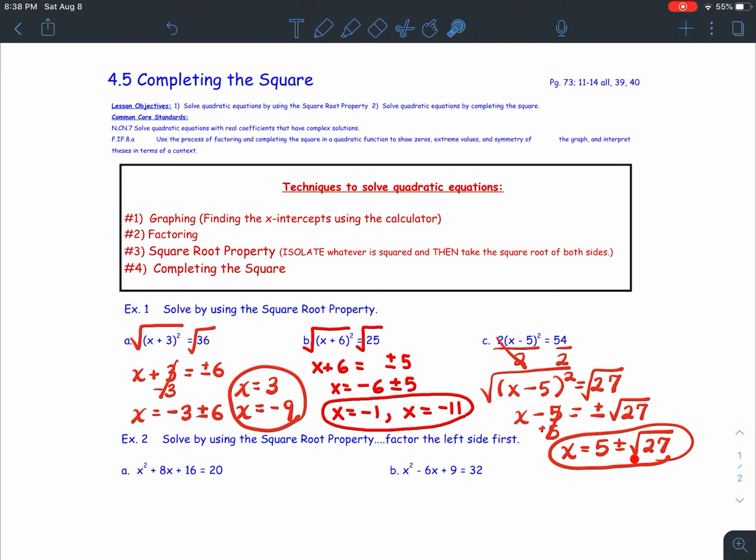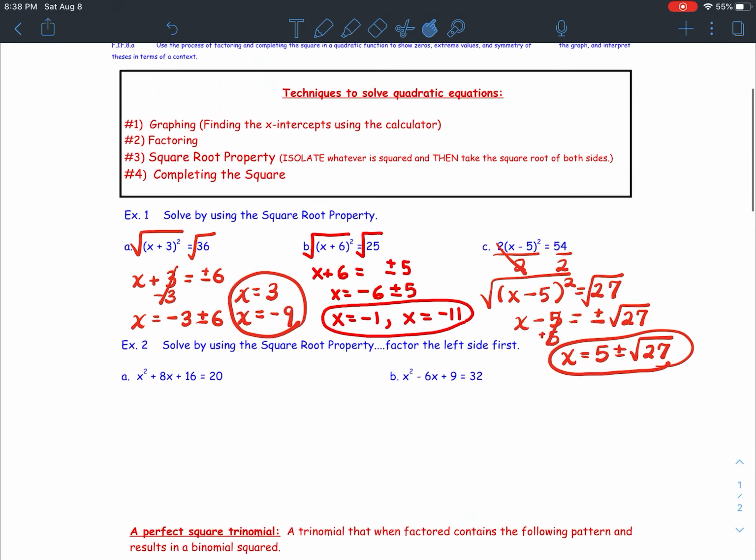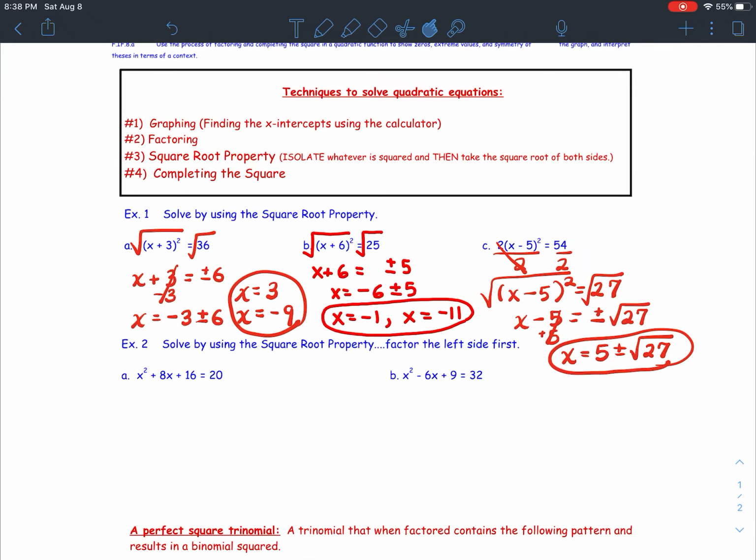We don't want to round, so if our number underneath our radical symbol is not a perfect square, then we will be leaving that with a radical sign above it, and here are our 2 answers, 5 plus the square root of 27 and 5 minus the square root of 27. Okay, so let's just build on that idea a little bit more here, looking at example 2.